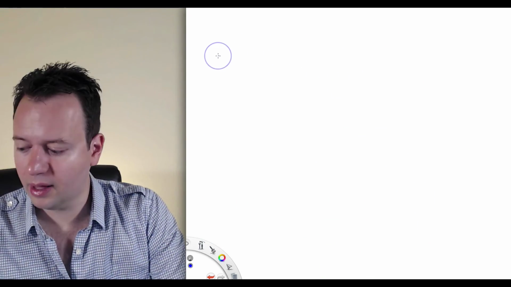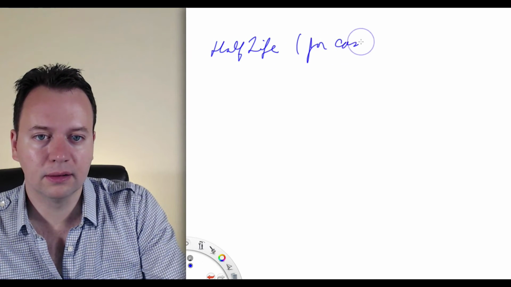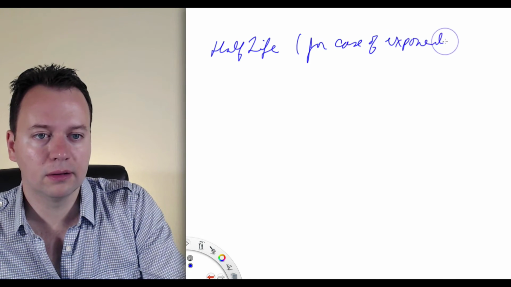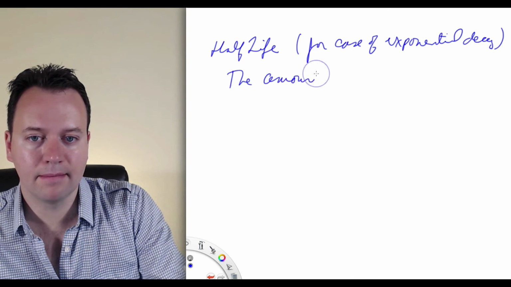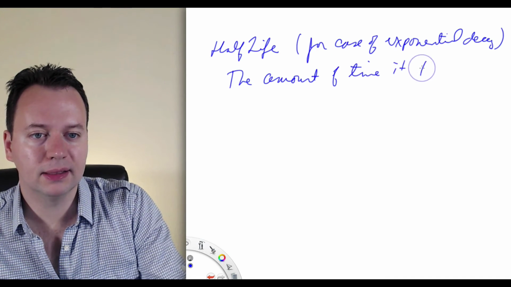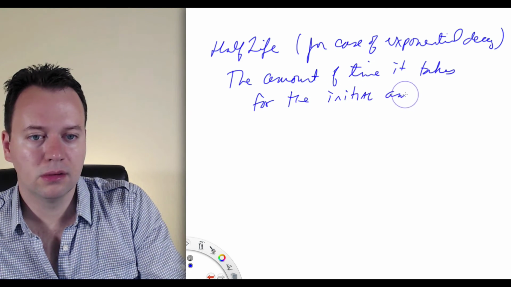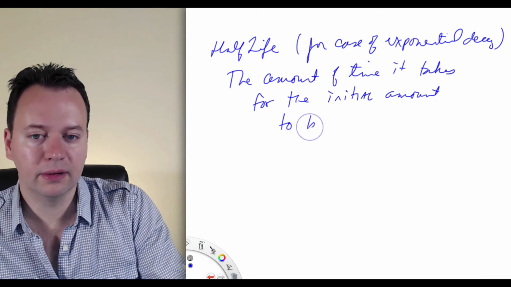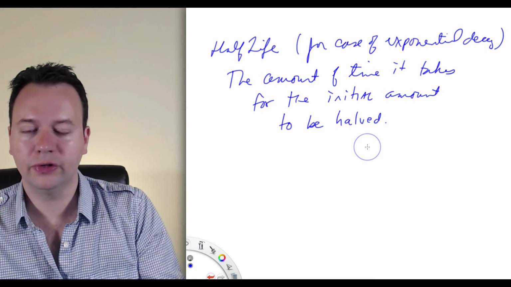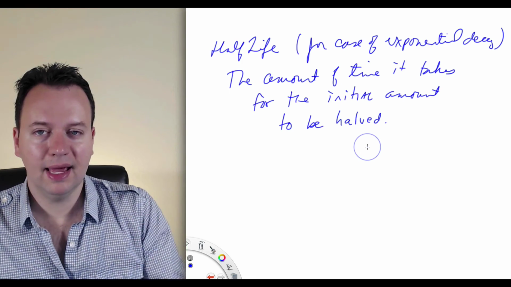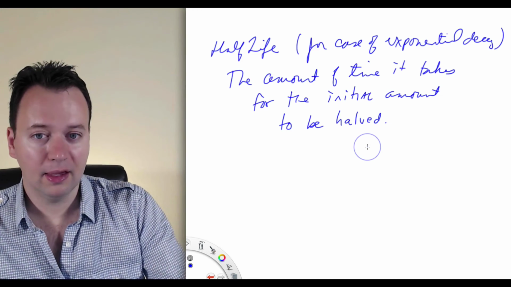There are two other terms that come in handy. One is called the half-life. This is for the case of exponential decay. The half-life is simply the amount of time it takes for the initial amount to be halved. If you start off with 100 grams of uranium and 10 days later you have 50 grams left, the half-life would be 10 days. That's not exactly the half-life of uranium, but it gives you the idea.